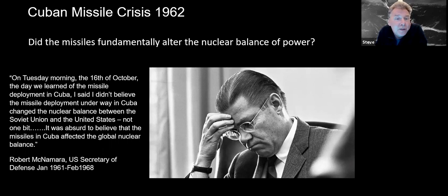It was absurd to believe that the missiles in Cuba affected the global nuclear balance, because the Americans knew that they had the superiority over the Russians. The public didn't know, but the government did, through spy planes, etc. And they knew that there was no chance of the Soviets actually firing the first missile, because the American response would just basically wipe them out.